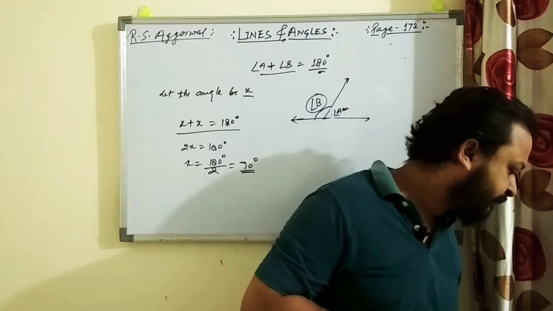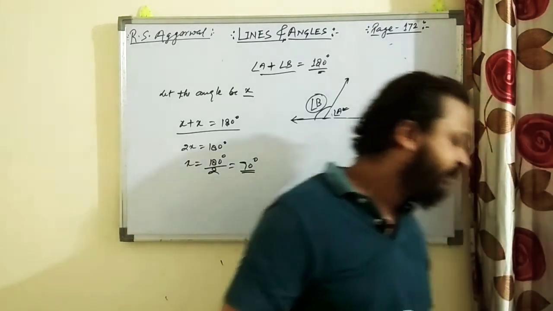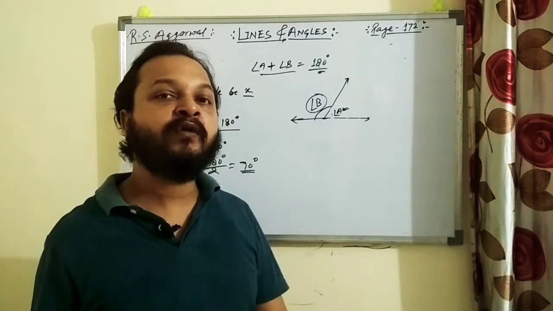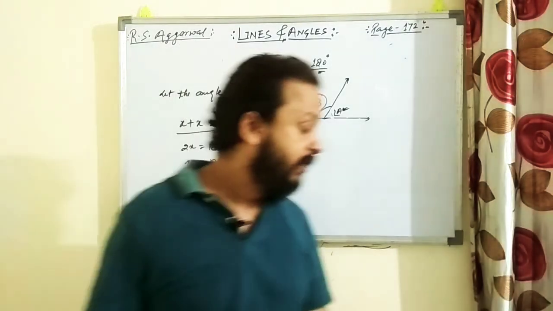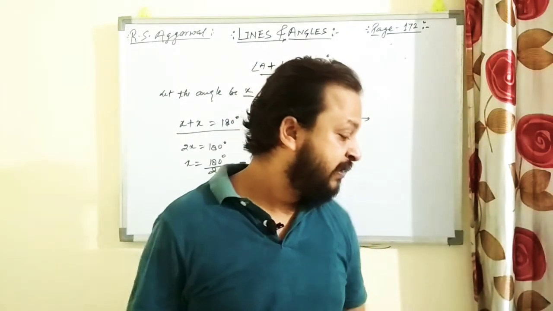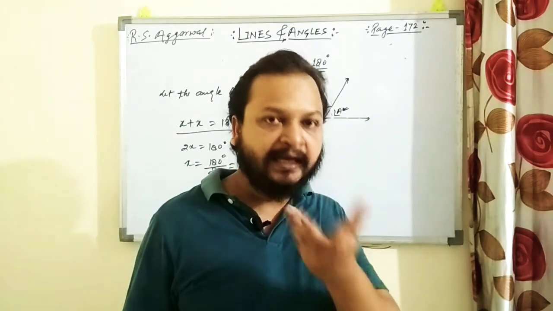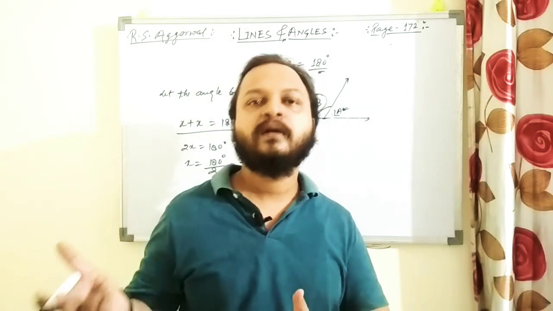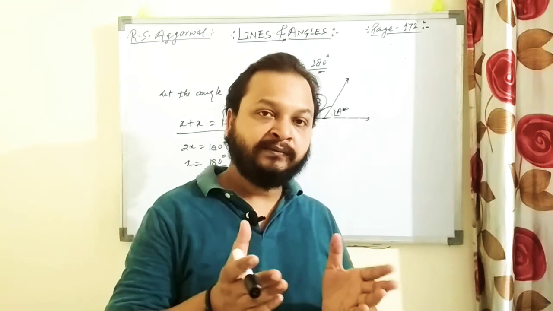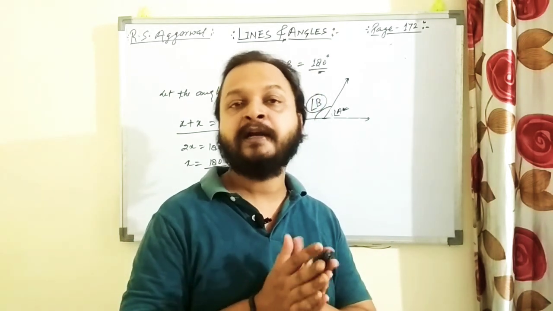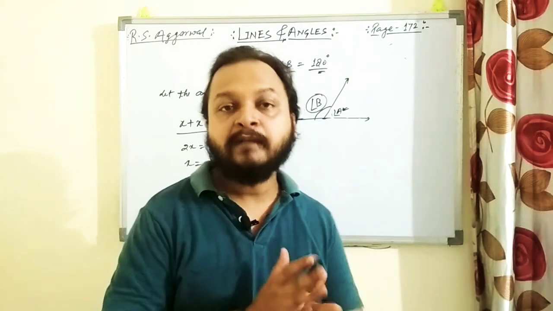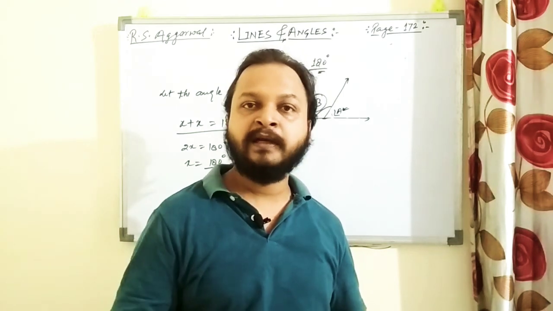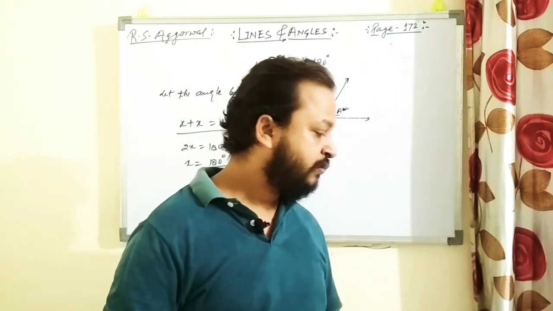Come to obtuse angle. If both of them are obtuse, it is also not possible. Oh sorry, any angle is said to be obtuse when it is greater than 90 degrees. If you add two angles which are supplementary, the sum must be equal to 180 degrees. And when both the angles are greater than 90 degrees, or obtuse, the sum is more than 180 degrees. So this is also not possible.